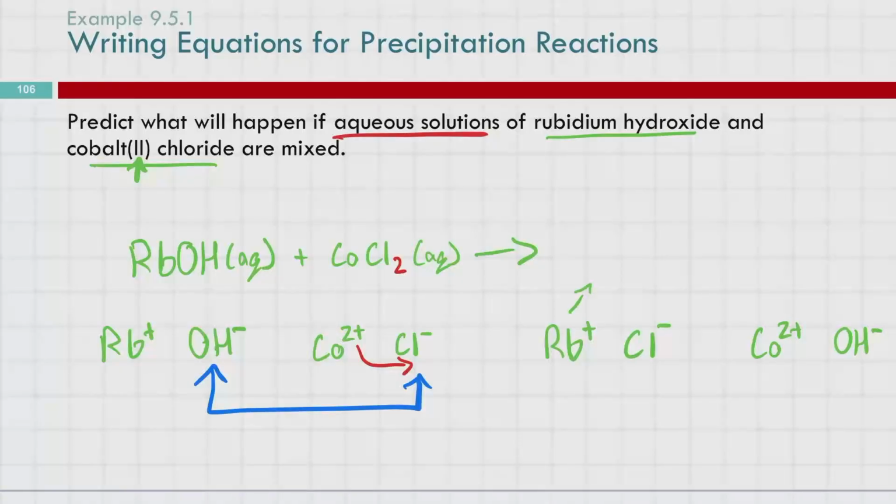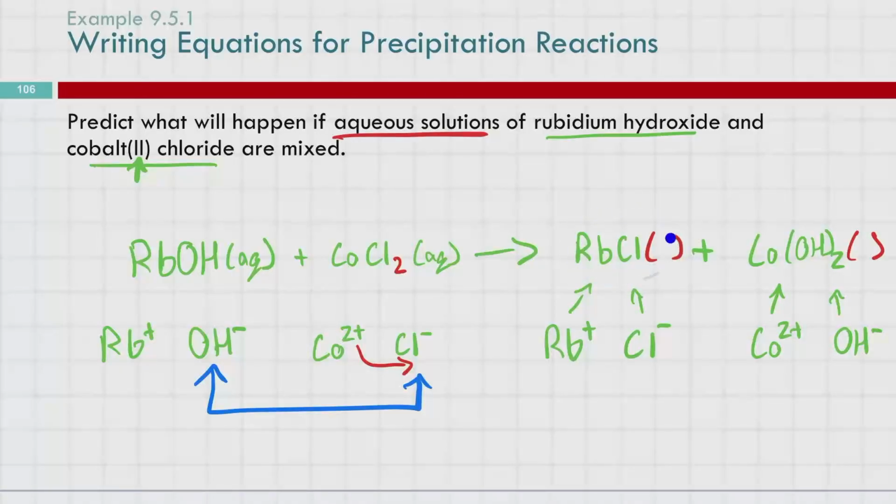And we can combine these into RbCl and Co(OH)2. We don't know if they're soluble. Enter green sheet, solubility table.